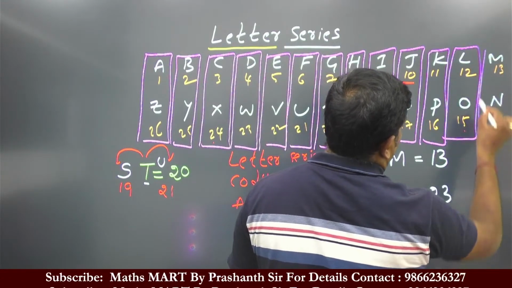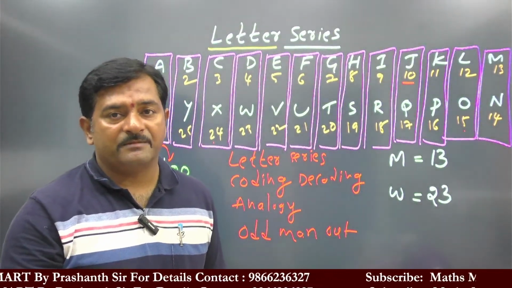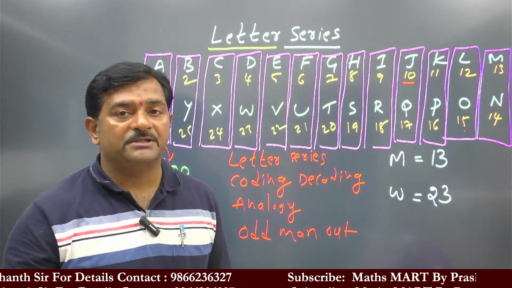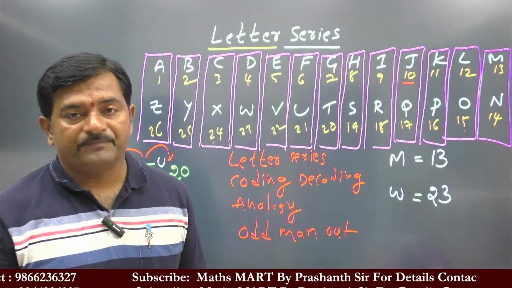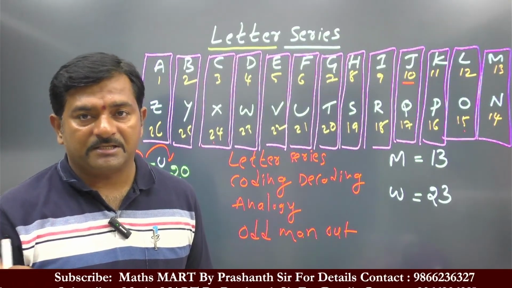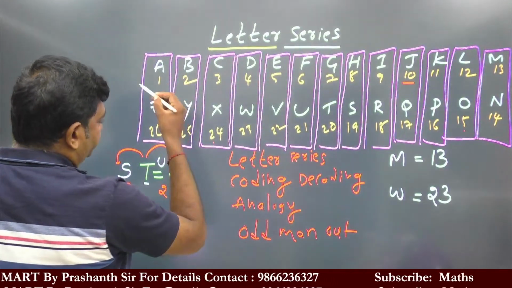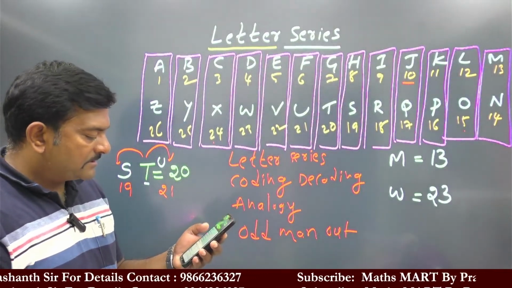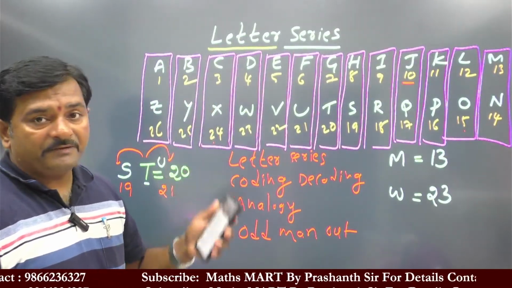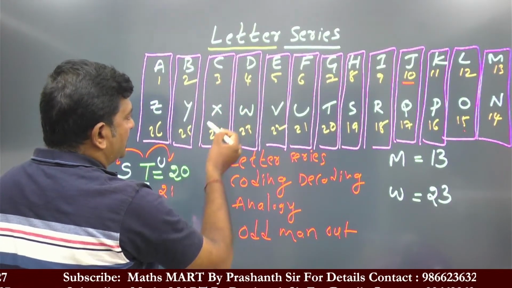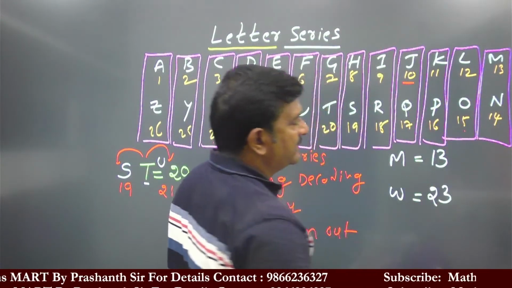Sir, why are you expressing the second half of the alphabet in reverse order? Usually we discuss some questions from letter series, number series, coding, decoding, analogy, or odd one out, where we need opposite letters. It's not mirror image letters; simply remember it as opposite letters. For example, the opposite letter of A is Z. The opposite letter of B is Y. The opposite of C is X, D is W, and so on. The opposite letter for M is finally N.